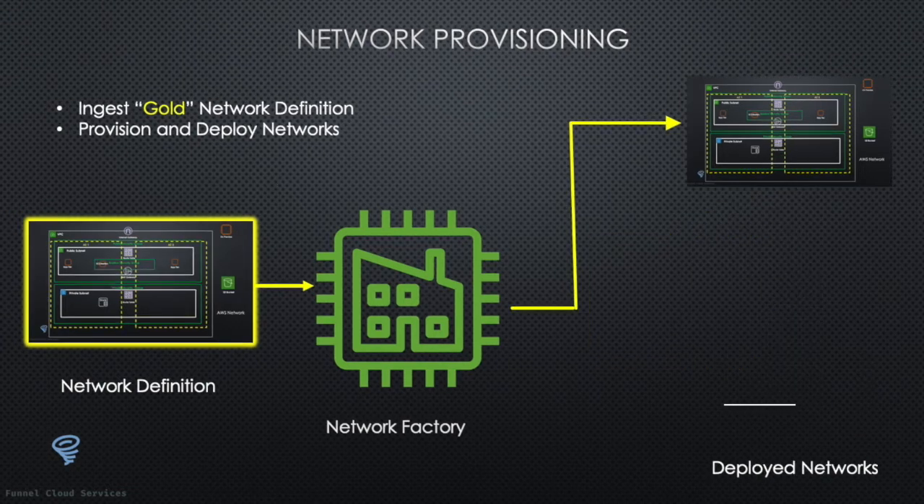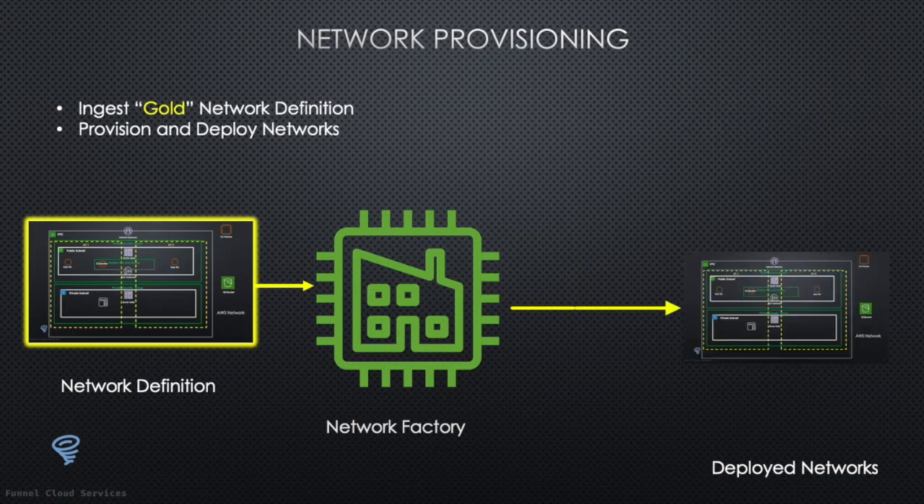In the next section, we're going to go to the AWS console and show what the network is as it's deployed, once we remove that network, and once we bring a new network back online.